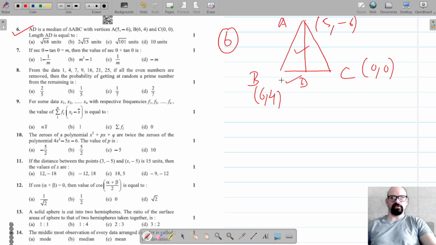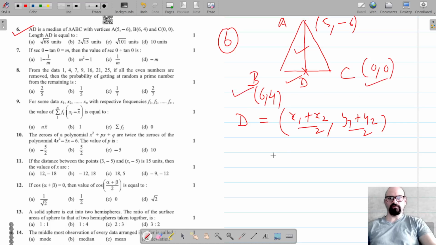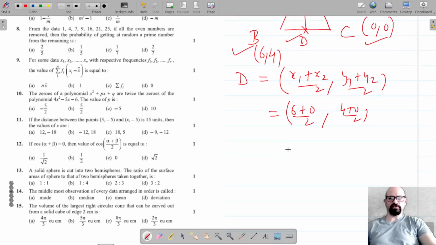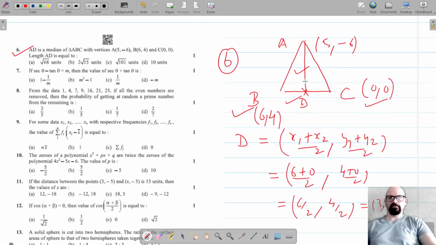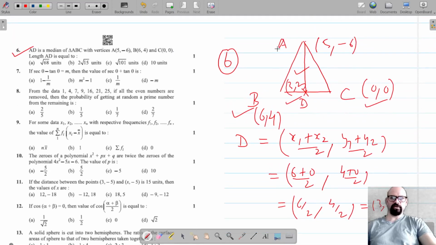So let's find the coordinates of D. Since AD is the median, D is the midpoint of B and C. The coordinates of D will be given by (x1 plus x2) by 2, (y1 plus y2) by 2. So that is (6 plus 0) by 2, (4 plus 0) by 2, which gives us 6 by 2, 4 by 2, which is equal to (3, 2). So the coordinates of D are (3, 2).